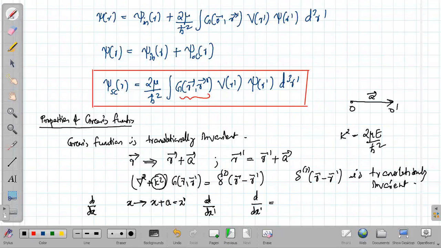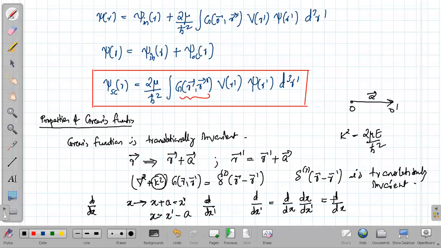So d by dx prime I can write as d by dx into dx by dx prime. Is it okay? Now what is dx by dx prime? Because x you can write as x prime minus a, so dx by dx prime will simply become 1. So it becomes d by dx. So d by dx prime is the same as d by dx. So the derivative is translationally invariant.